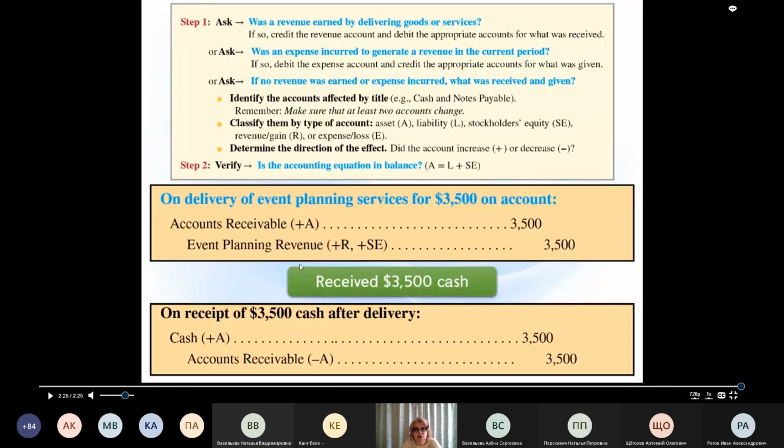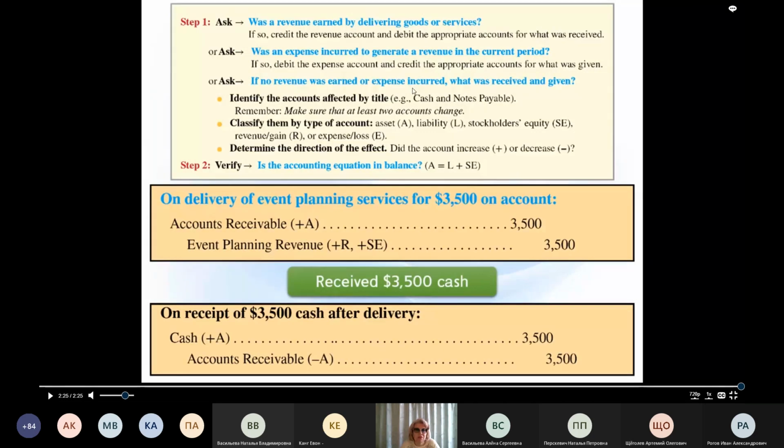The second question is about incurrence of expense. So if the answer is positive, if we have the fact of incurrence of expense, then we should debit the expense account and credit the appropriate account for what was given. So if it's cash, we should recognize cash. If it's an obligation to make a payment in the future, we should recognize the type of payables. So this is the first part in this first step.